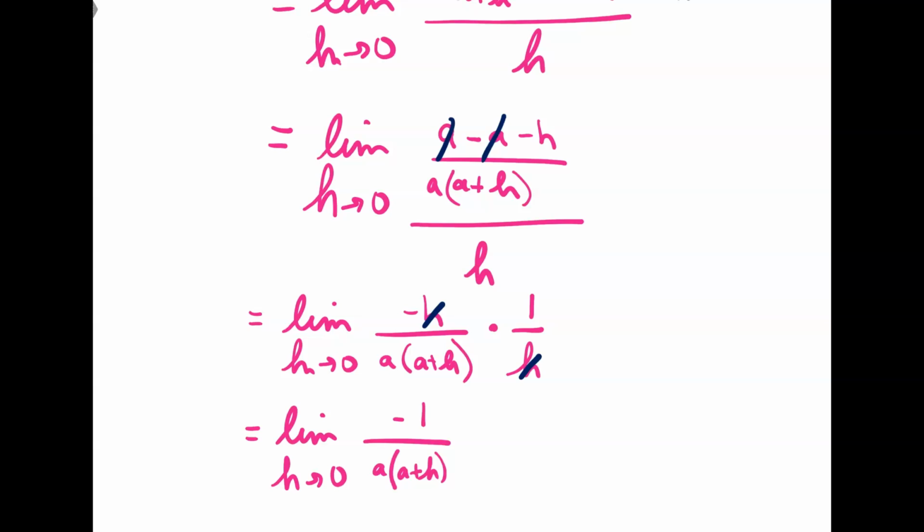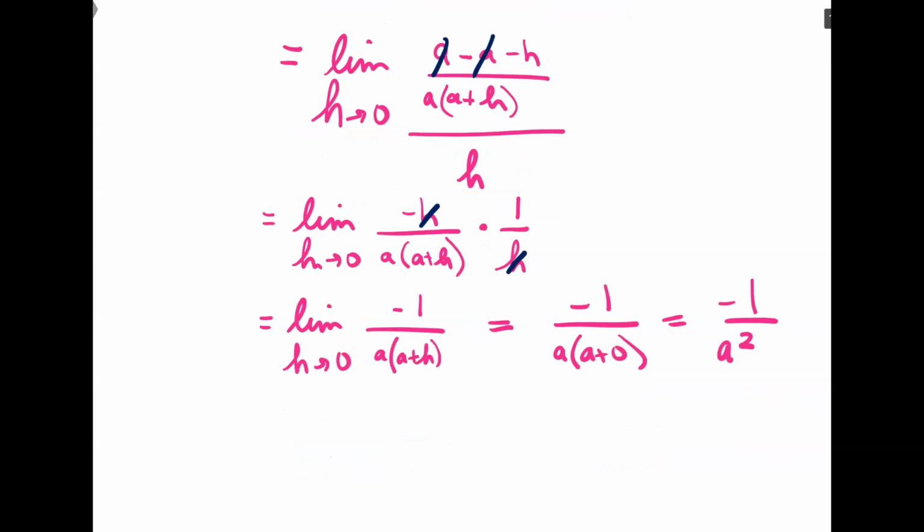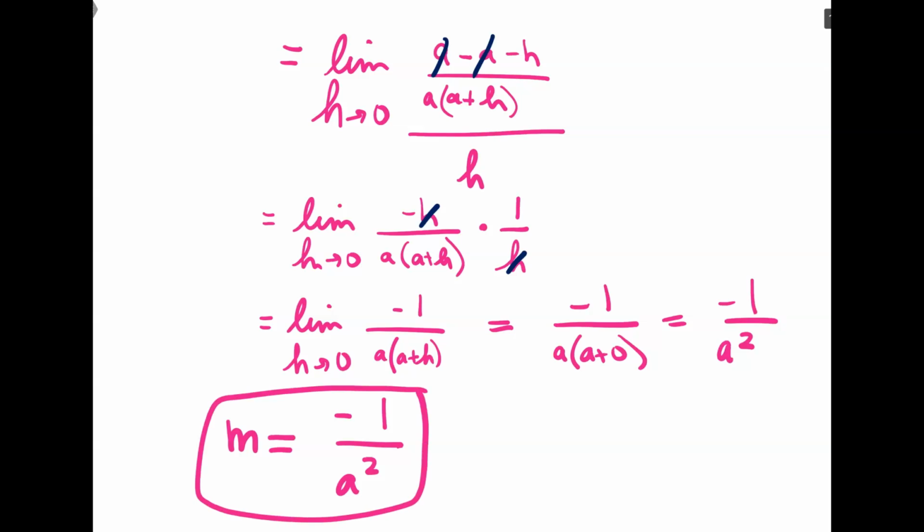Okay. So now if I sub in 0 for h, the limit turns out to be negative 1 over a times a plus 0. That's just negative 1 over a squared. So our slope turns out to be negative 1 over a squared. I don't know why my pen is just being all crappy today.